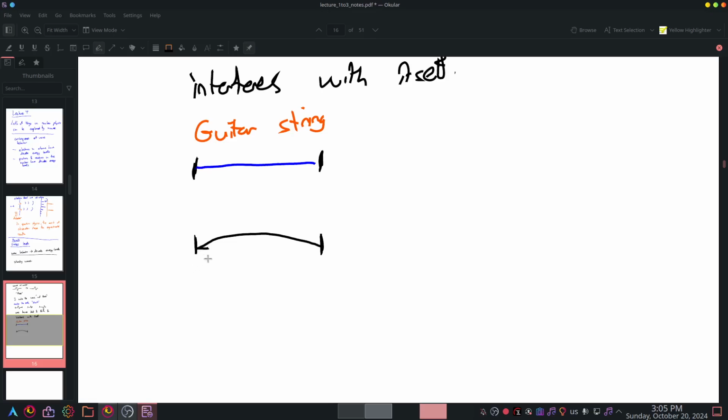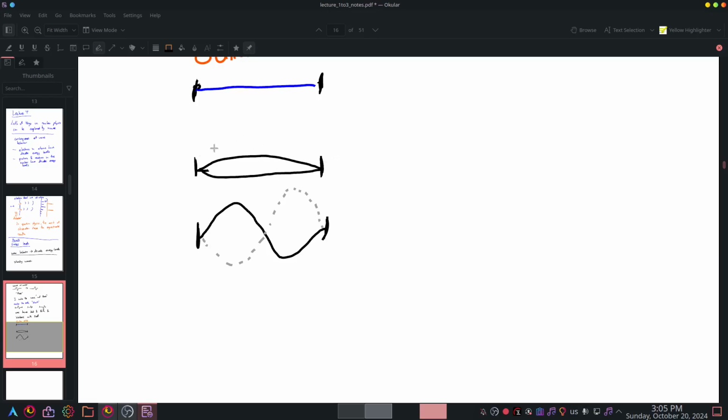How is the vibration restricted? The vibration is restricted because these two ends are stuck. So you can vibrate it like this. You can vibrate it like this. You have one so-called full sine wave, and if it's vibrating up and down, you have something like this. You can vibrate it like this, you can vibrate it in this one, you can vibrate it like this.